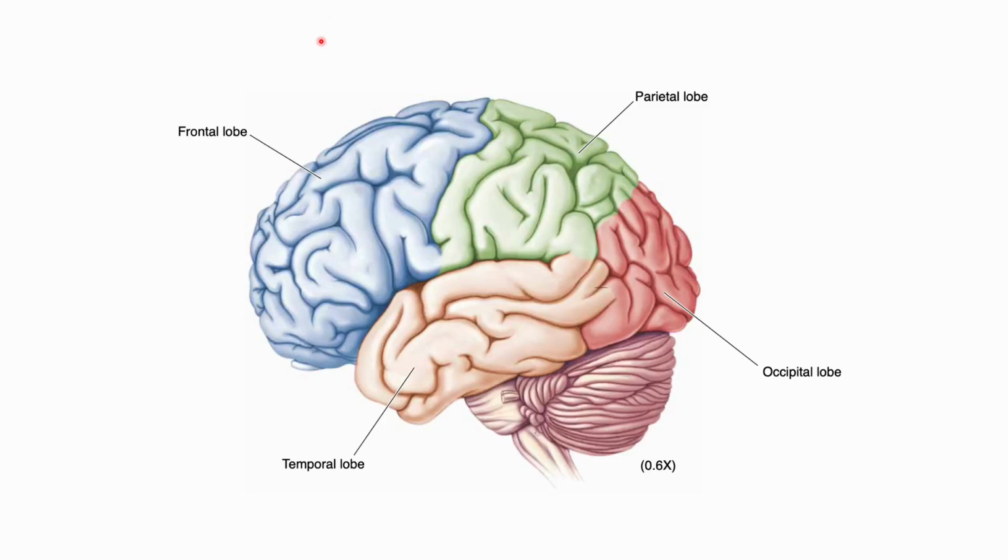There are 4 lobes of the brain, including the frontal lobe, shown here in blue, the temporal lobe, shown here in orange, the occipital lobe in red, and the parietal lobe in green. These 4 lobes contain different brain areas that all have different functions, and we're going to learn about the structures in each lobe as we learn how they develop throughout gestation.